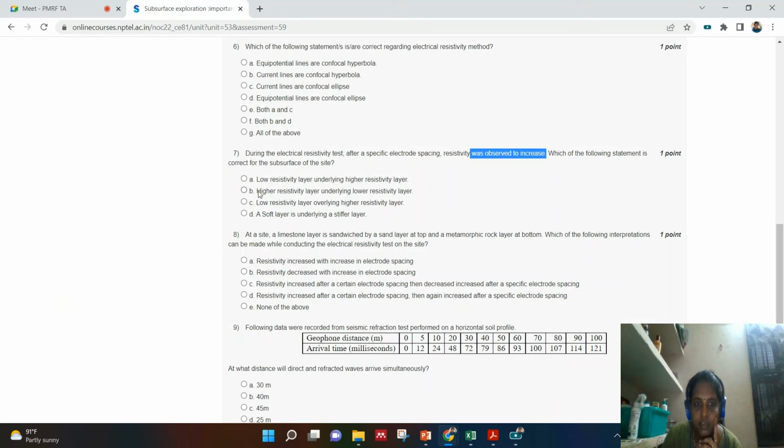So it could be a low resistivity layer underlying a higher resistivity layer underlying low. You are saying that options A and C are the same, right? That is right. The answer is actually B. Hence, these two have the same meaning. Without even seeing the option, you can tell that once the resistivity is increasing, it means the current is passing from a low density area to a higher density area. So the option could be a higher layer underlying a lower layer.